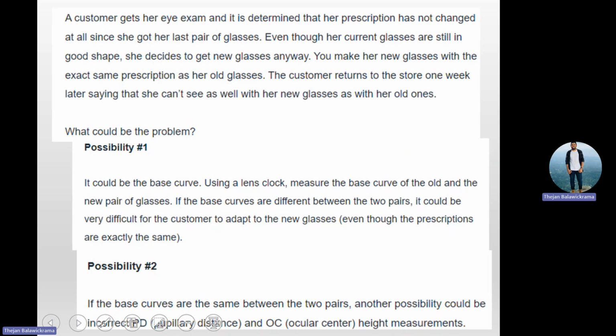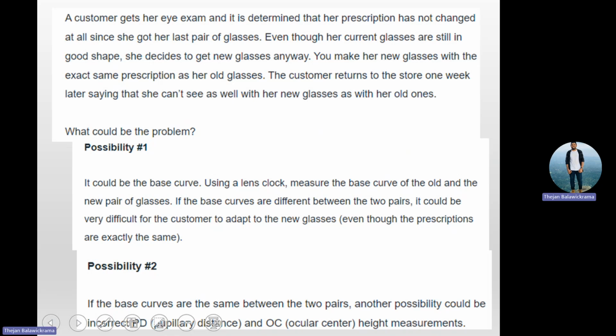Set up on distance can be different due to certain age also. So I am looking from the physical aspect, right? According to what I know in vergence. So what's the first possibility? It could be the base curve. Using a lens clock or whatever, measure the base curve of the old and the new pair of glasses.